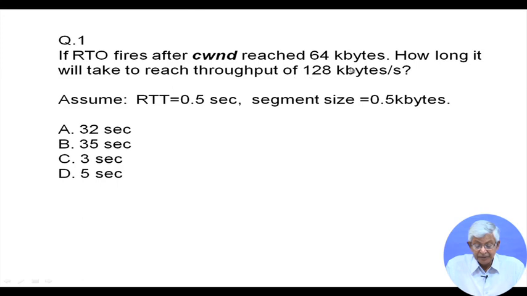So, let us try to understand what really happens if there is an RTO firing when CWND has reached some value. After an RTO fires, there will be a change in CWND and SS threshold, and depending on their values we have to decide whether it is a slow start or congestion avoidance phase. And then it says that from there it will start, and when it will reach the throughput of 128 kilobytes. So, for 128 kilobytes per second, what should be the CWND at the end, let us try to find out.